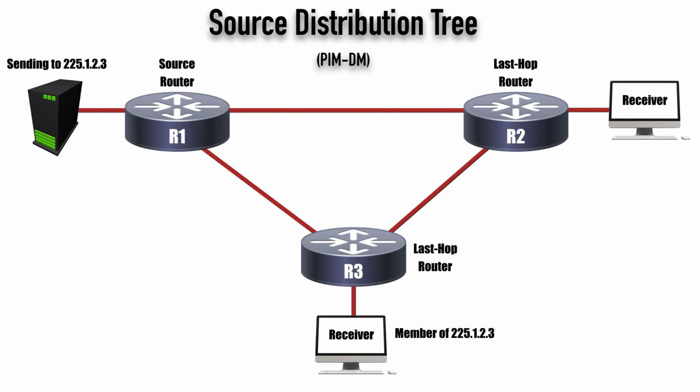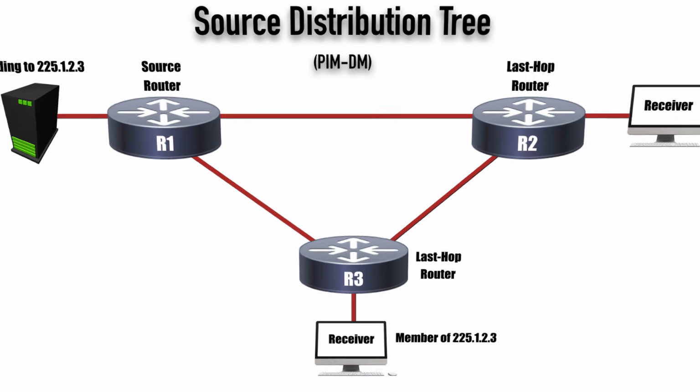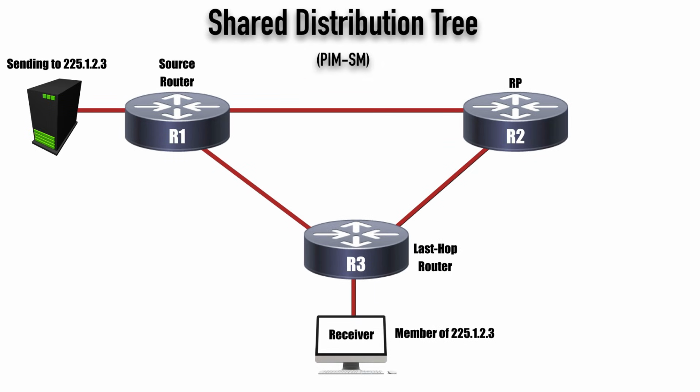However, some of the more recent implementations of PIM Dense Mode have a feature called state refresh, so we don't have to do that flooding and pruning every 3 minutes. But still, it's considered a best practice to use PIM Sparse Mode as opposed to PIM Dense Mode. Sparse Mode uses a shared distribution tree. Remember earlier we talked about the concept of a rendezvous point? Well, here, router R2 is acting as that rendezvous point.